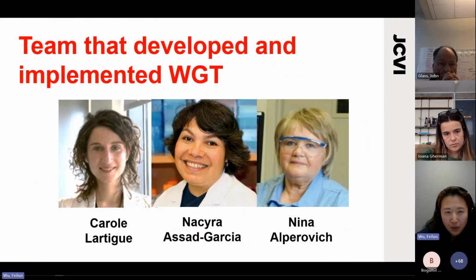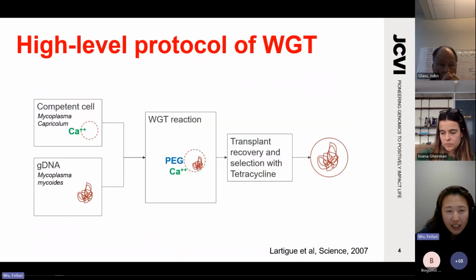And these are the people who originally developed and implemented whole genome transplantation that actually enabled the construction of the minimal cell. And here is the high-level protocol of whole genome transplantation, which was originally published in 2007, where you start with two components. One is the competent cell, which is Mycoplasma capricolum, and you also have the donor DNA.